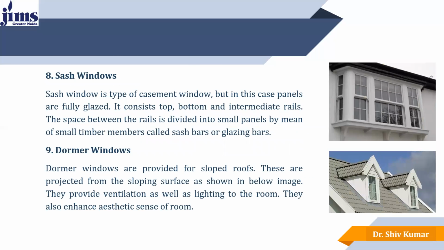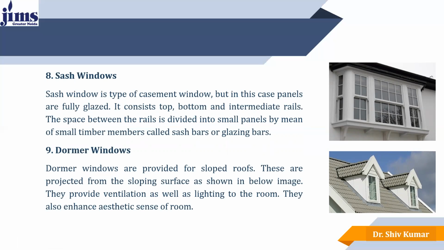The next is the sash windows. In the first image, you can see the sash window. The sash window is a type of casement window. It is just like the casement window, but in this case the panels are fully glazed. It consists of top, bottom, and intermediate rails. Like here, you can see the top, bottom, and intermediate rails in both this one in between and this one. The space between the rails is divided into small panels by means of small timber members called sash bars or glazing bars.